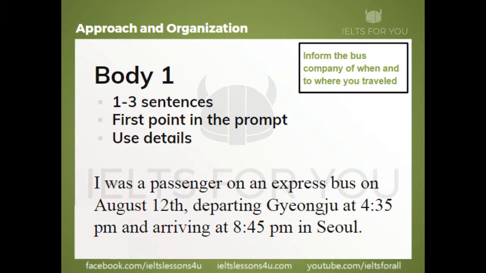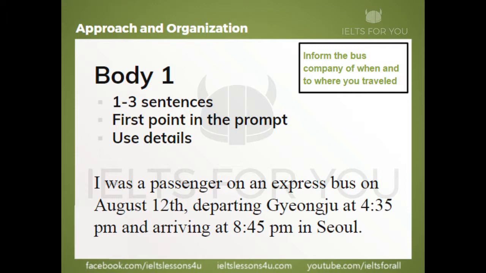Next, we move on to body 1. And body 1 should be 1 to 3 sentences long. It should cover the first point in the prompt, and you should use details. Sometimes you need to invent some details. So don't be shy about just creating some details that match this event. You have to use your imagination somewhat in a Task 1 general essay.